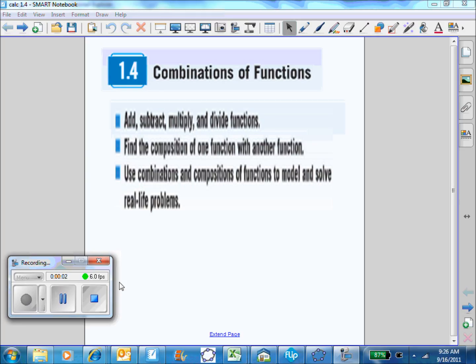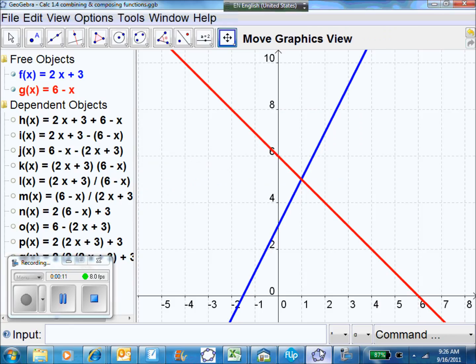Yeah, we're rolling. This is our 1.4 combinations of functions, but we're not actually going to start with notes. We're going to start off on GeoGebra. Now, focus please. We're going to start with this one.